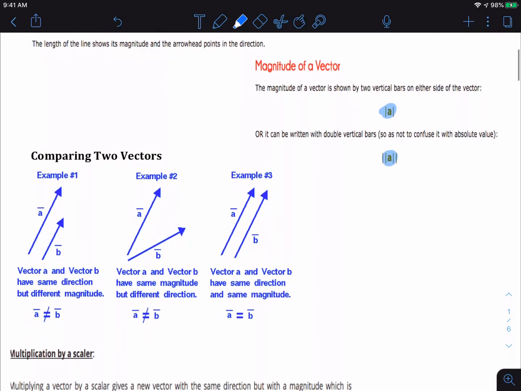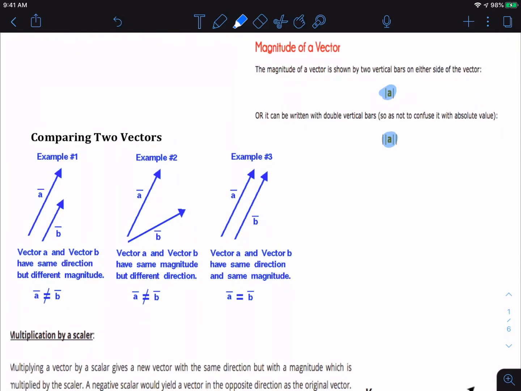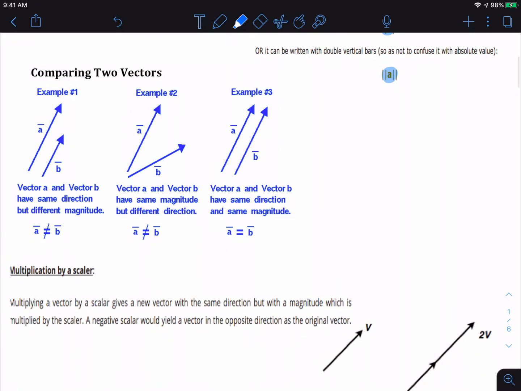Okay? Now here, these are some examples of vectors just so you guys can look at it. In this first example, vector A and vector B are going the same direction, but they're not the same length. And since they're not exactly the same, they're not equal. Vector B and vector A, just the simple fact that they are going different directions makes them not equal.